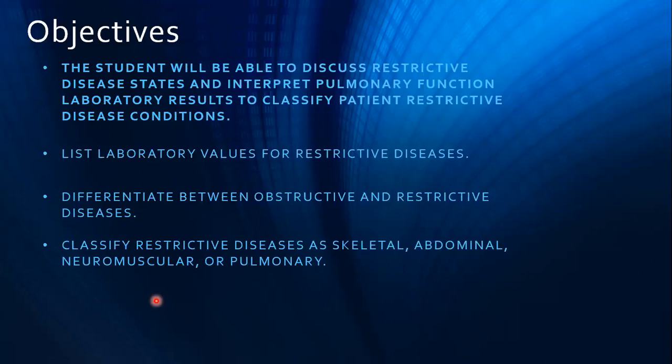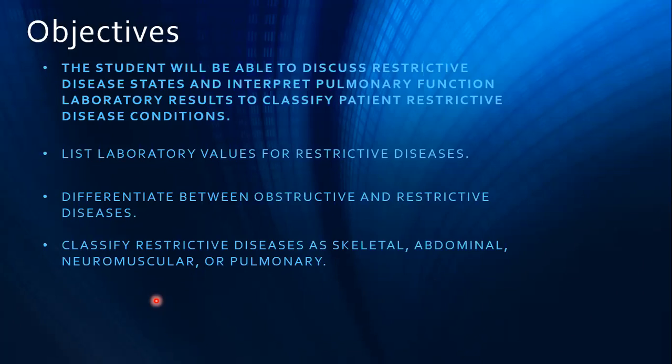Differentiate between obstructive and restrictive diseases. You've got to know which: if I give you a test question and give you a disease, you have to be able to tell me whether that's a restrictive disease or an obstructive disease. And then classify those restrictive diseases as skeletal, abdominal, neuromuscular, or pulmonary, okay? So restrictive diseases are broken down into skeletal, abdominal, neuromuscular, or pulmonary.